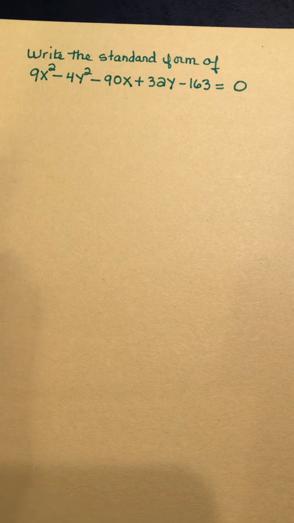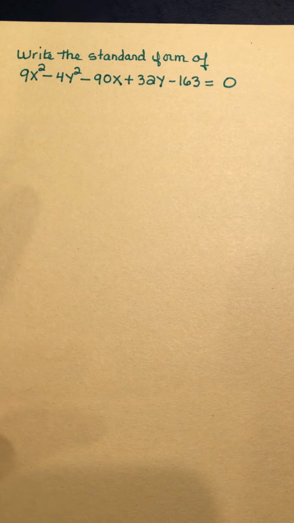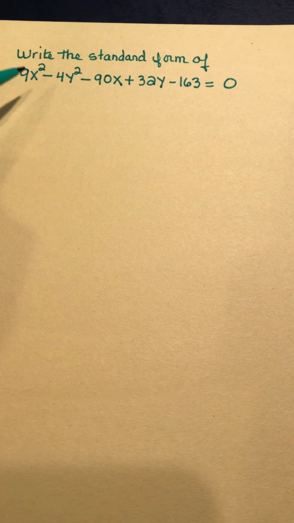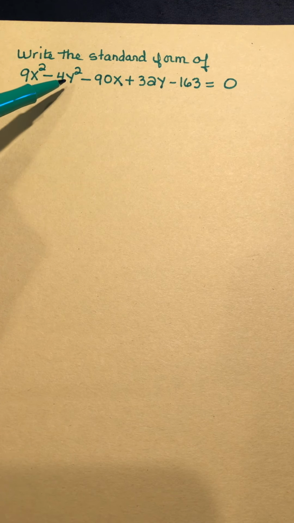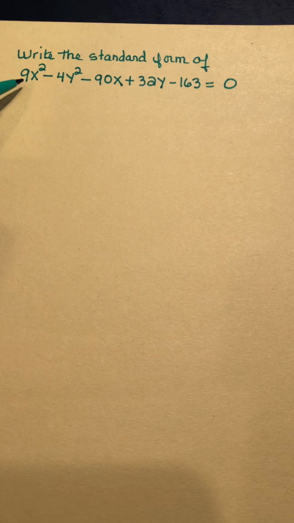In this problem, I'm asked to write the standard form of the given equation. And the first thing I want to know is that this must be a hyperbola. The reason I know it's a hyperbola is because there's a negative sign in front of one of the squared terms. Okay, now if you know it's a hyperbola, you also next need to understand whether it's vertical or horizontal.